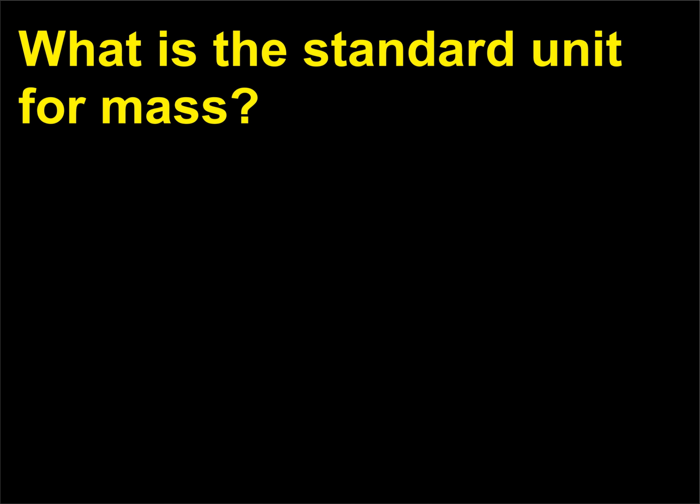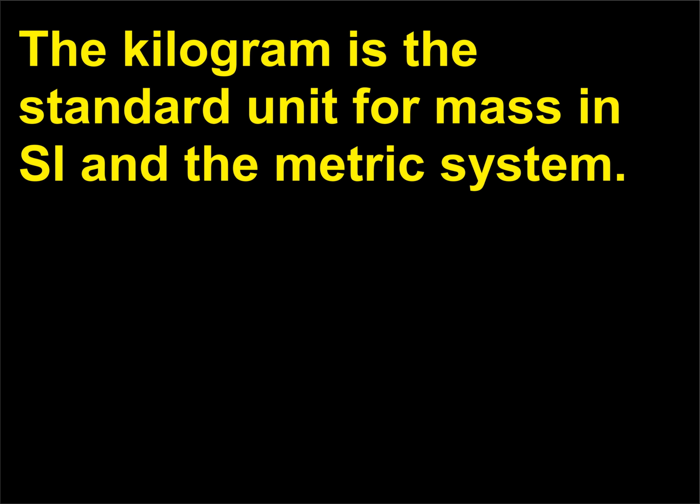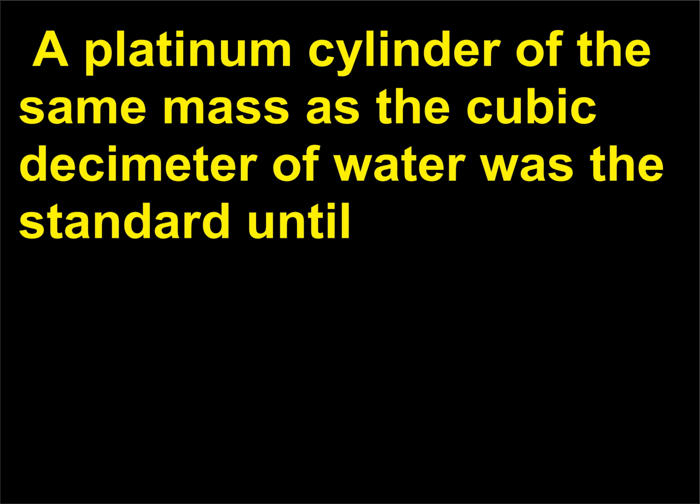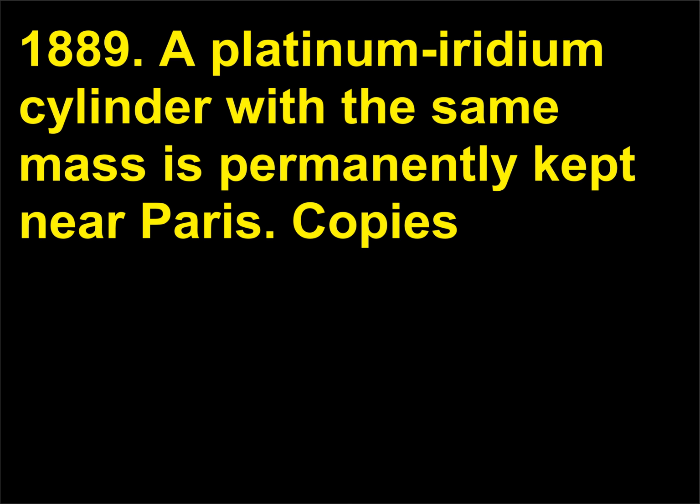What is the standard unit for mass? The kilogram is the standard unit for mass in SI and the metric system. The kilogram was originally defined as the mass of 1 cubic decimeter of pure water at 4 degrees Celsius. A platinum cylinder of the same mass as the cubic decimeter of water was the standard until 1889. A platinum iridium cylinder with the same mass is permanently kept near Paris.